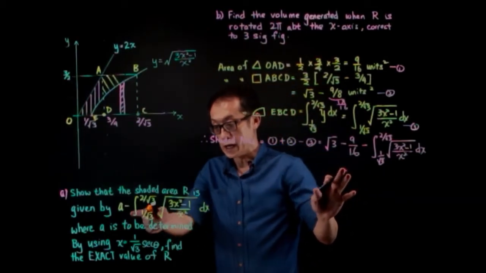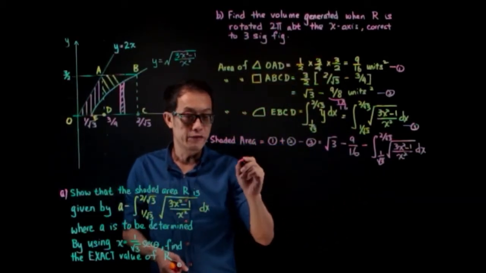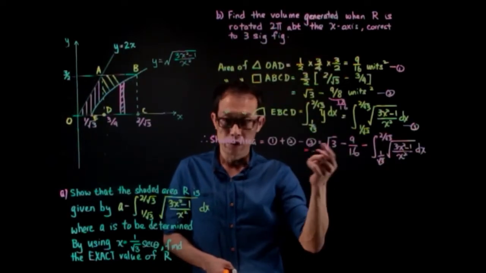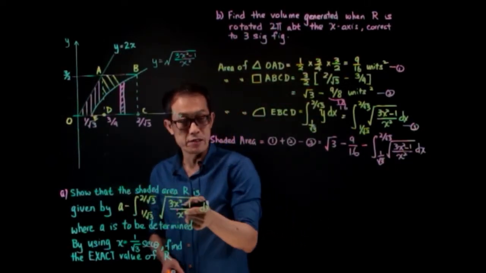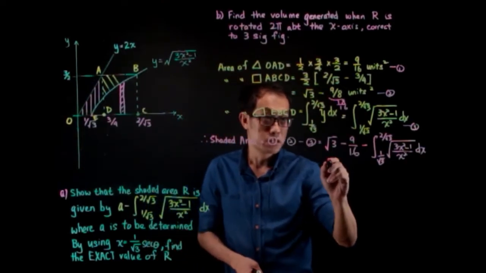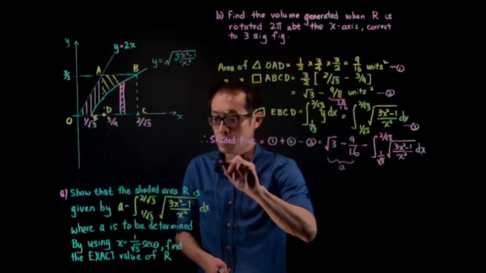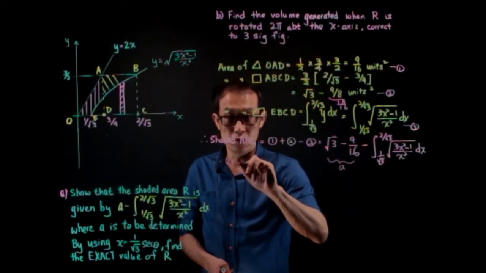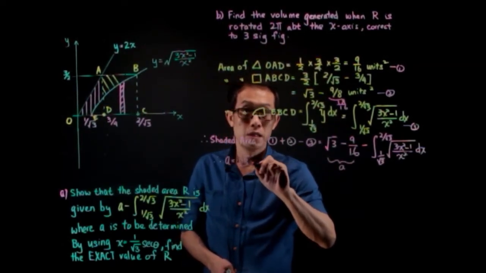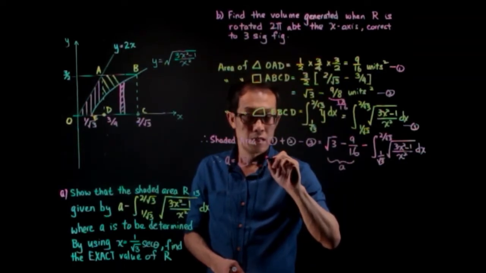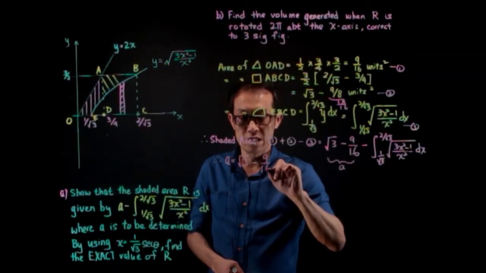Now, so what is A? Now you compare. Therefore, now you have shown it. They ask you to show that the area is given by this. So this part is A. Therefore, A is equal to root 3 minus 9 over 16.